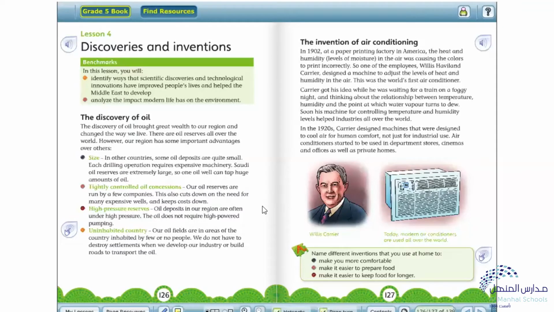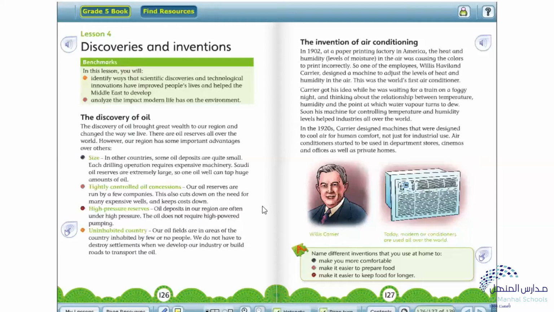Then coming to 127, it is very straightforward. It's different from the discoveries. It's about invention. The invention of air conditioning, 1902. A paper factory in America had heat and humidity levels in the air that were causing the color print to come out incorrectly. So there is a person there, Mr.